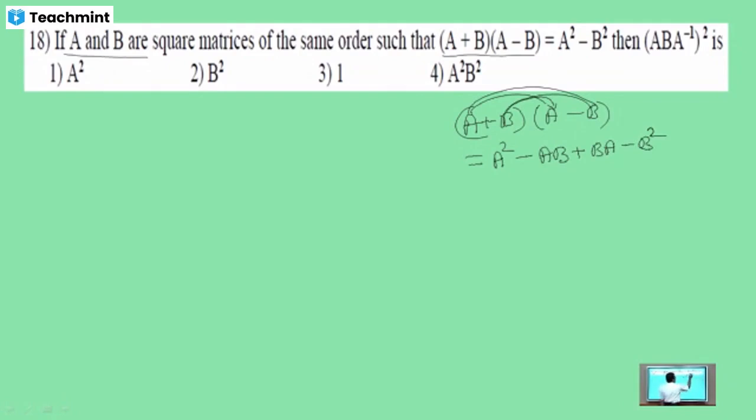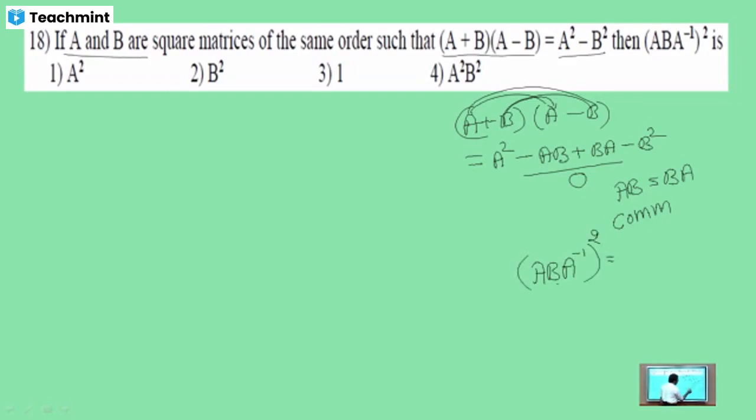On the right hand side, as you are observing, only A square minus B square is given, minus AB plus BA is not given. That means it simplifies to 0. That means AB and BA are equal. AB and BA are equal implies the product is commutative. The condition is not given, but I have to infer it. Now we know AB equal to BA. So what is asked in the given problem? (AB A inverse) whole square.